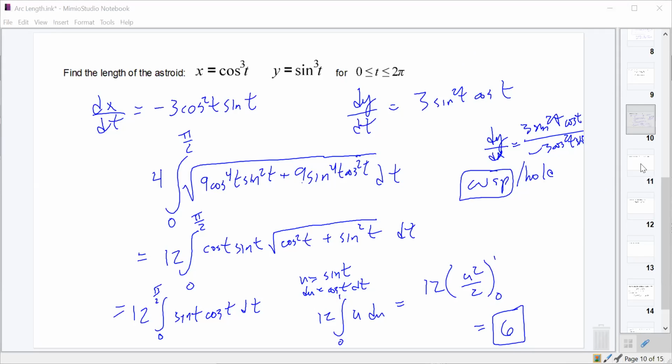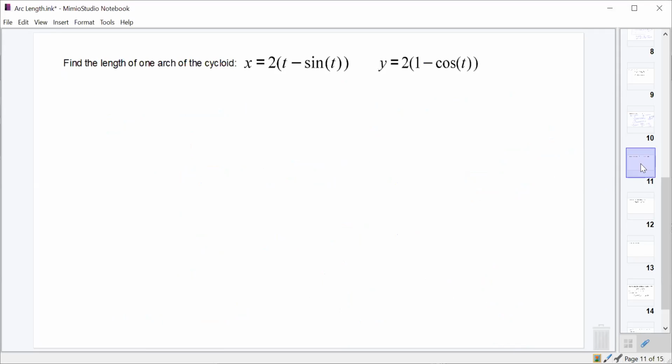Cool. All right. Let's do another one. Let's see if we can find the length of one arch of the cycloid. And I'll show you a picture of what the cycloid looks like in a second. x equals 2 times t minus sine t, and y equals 2 times 1 minus cosine t. And we'll have to figure out what our intervals are here in a second. But before we do that, let's take a look at what's dx dt and what's dy dt.